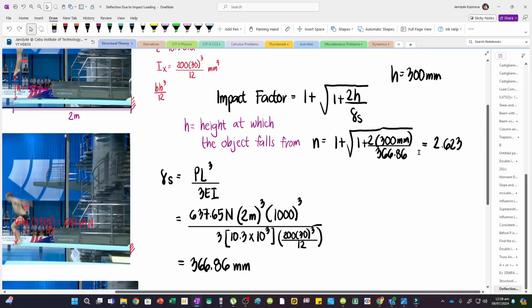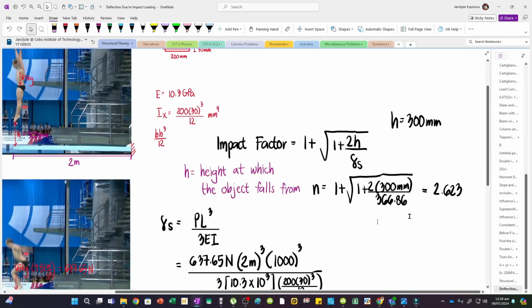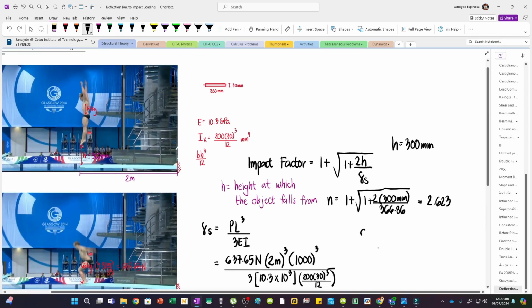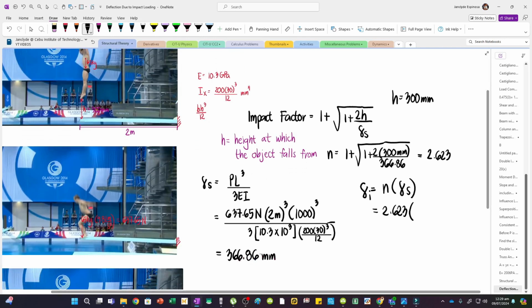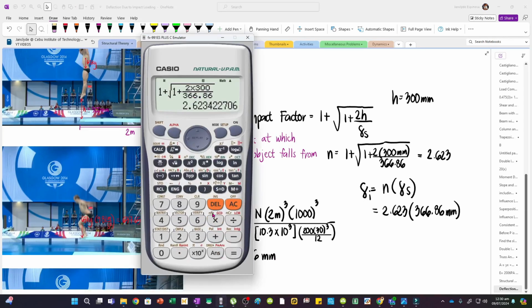Now, this isn't still the maximum deflection. This is still the impact factor. So how can we solve the maximum deflection? For the maximum deflection due to impact, we have n multiplied by the static deflection. So this is now 2.623 multiplied by 366.86. And so solving the maximum deflection due to impact, we have this value, so press answer times 366.86. So we have 962.43.